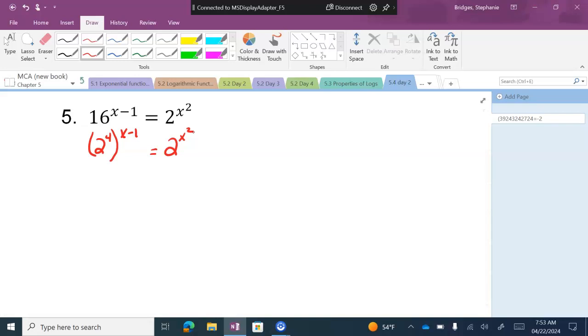Now here's where it's not different, but we just have to make sure we don't make a mistake. I have to multiply my exponents. What I mean is I have to multiply this 4 by that entire exponent there. So that 4 is going to get multiplied by both x and negative 1. So think about distributing that 4 to both of those. So that's going to become 2 to the 4x minus 4.